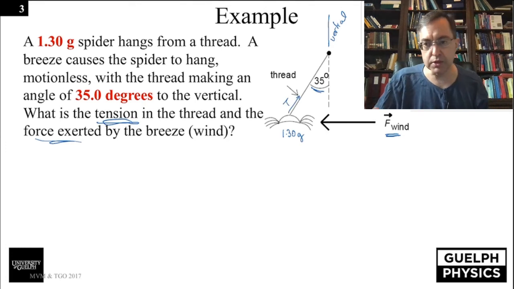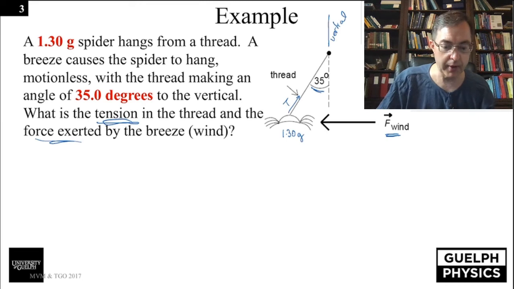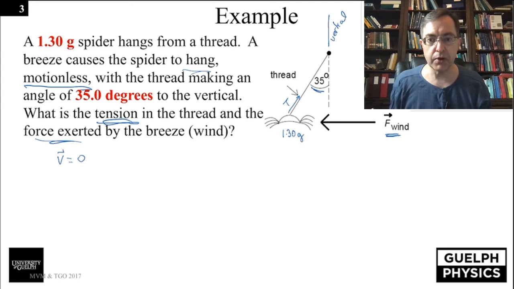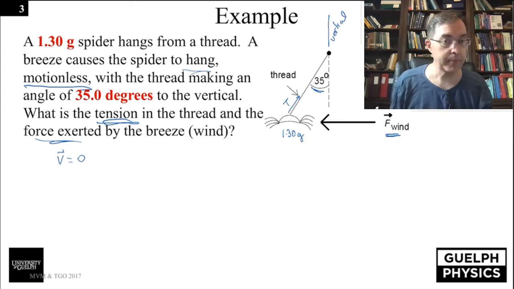So the question is, what type of problem is this, first of all? And there are hints inside the question about this. The spider is hanging motionless, okay? So motionless means that the velocity of the spider is 0. And so this is a situation of static equilibrium.